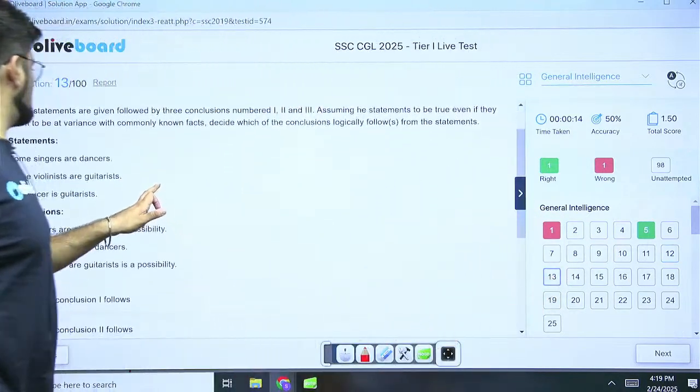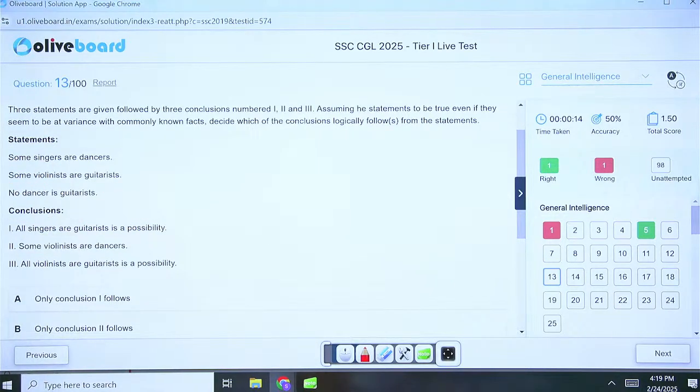Question number 13, syllogism. And they have given you a possibility based question. Let's check who solves this first.